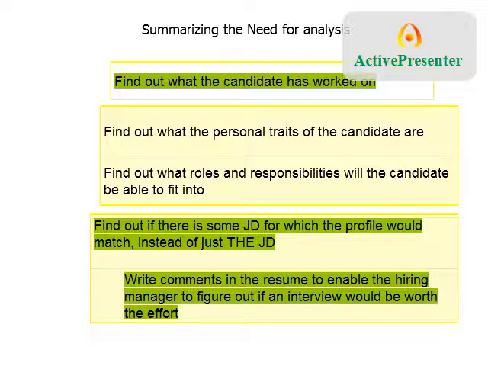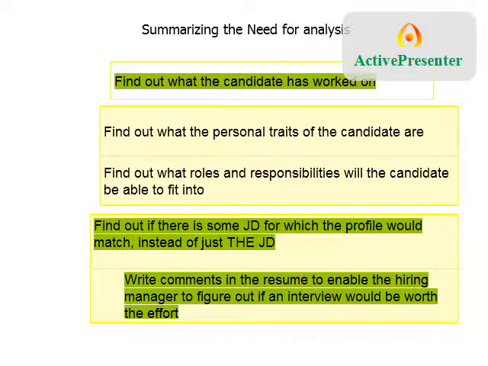So let's summarize the purpose of resume analysis. The purpose is to find out what the candidate has worked on, in terms of the experience. Then what are some of the personal traits of the candidate, like communication skills, and how well this person responds to a question, all of those. Find out what roles and responsibilities the candidate will be able to fit into. This is not just based on what has been given in the resume, but more on your analysis. And then find a JD for which there could be a possible match. So this is a summary of the purpose of analysis.